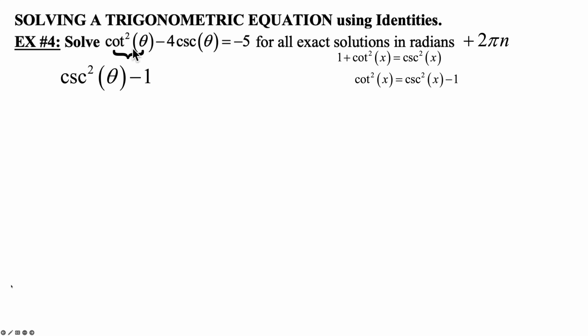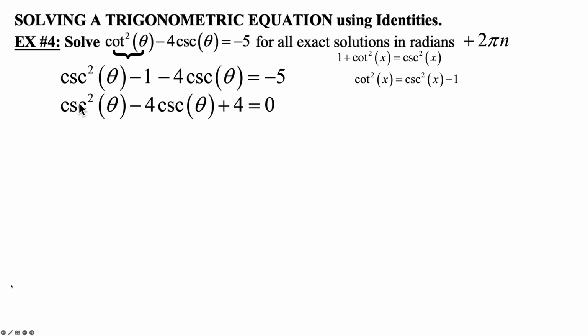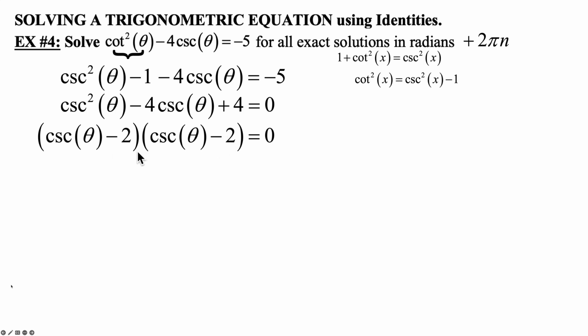That's like having a y and an x squared, but you can substitute out x squareds and putting it in terms of y. So I'll bring down my minus 4 cosecant theta equals -5, add over the 5, put this in descending order. What two terms multiply to be 4 and add up to be -4? -2 and -2. Since they're the same, you only have to solve one. Add over the 2.